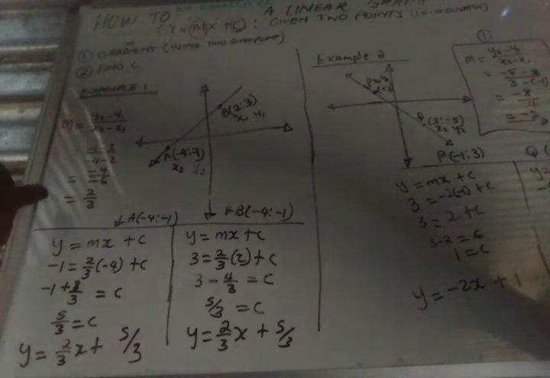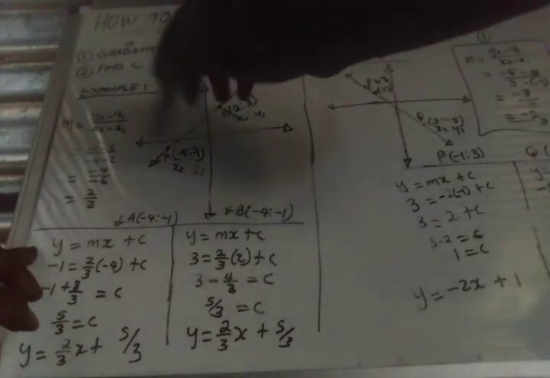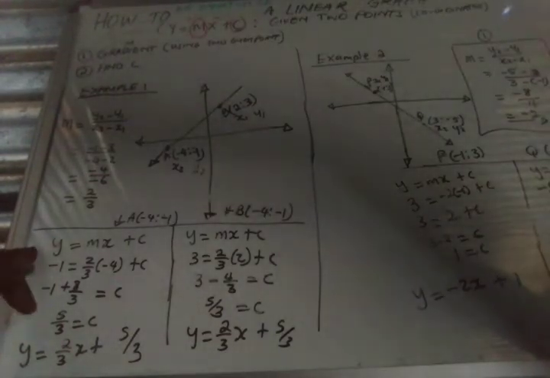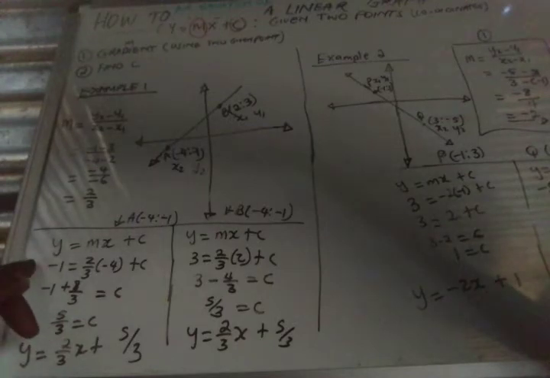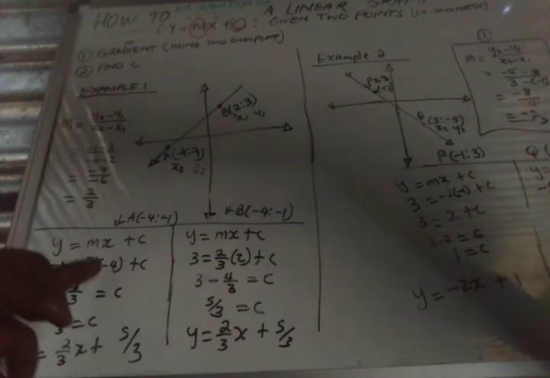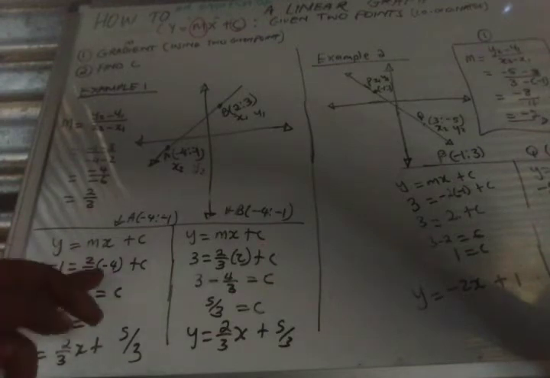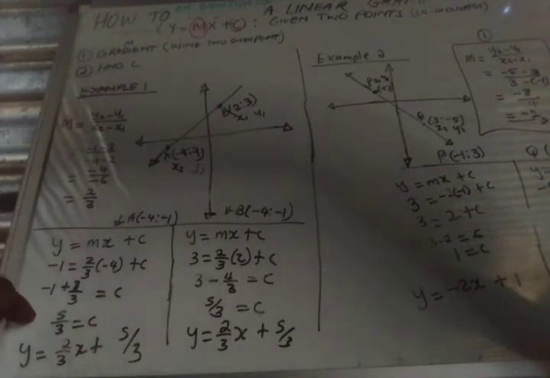Let's look at what happened when I used the gradient and the coordinates of A. From the coordinates of A I put the y value, which is negative 1, and substituted it into the standard form equation, with the gradient, which is 2 over 3, and the x value of negative 4. So the x and y values are from the A coordinate, and the m is the gradient that we got in step 1. I just substituted and simplified, and I got my c to be 5 over 3.